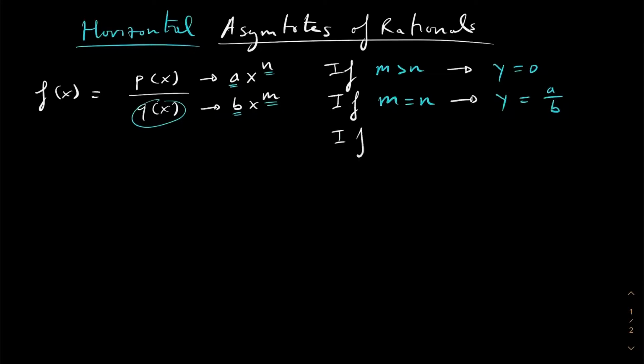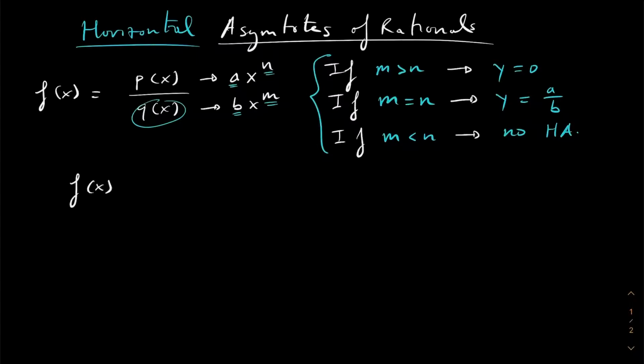In our last case, if m is less than n, then the polynomial on the top, p of x, is growing faster than the polynomial on the bottom. And so in this case, the function f of x will grow larger and larger to infinity, which means that you don't have any horizontal asymptote. But you might have other kinds of asymptotes that we will talk about later.